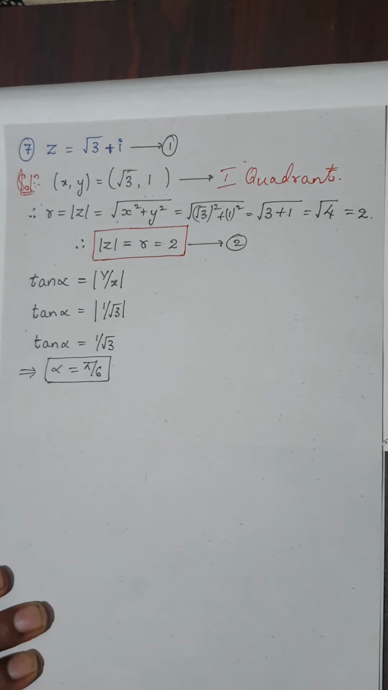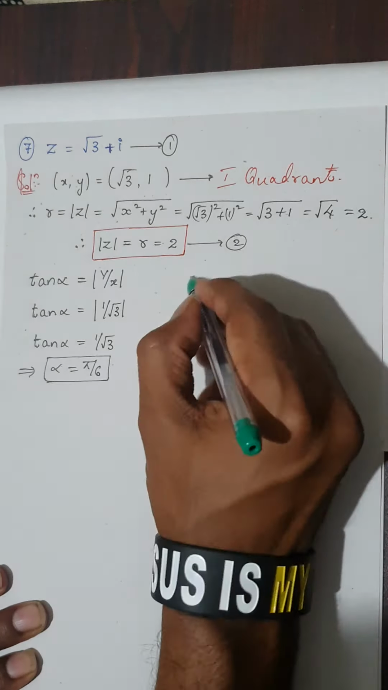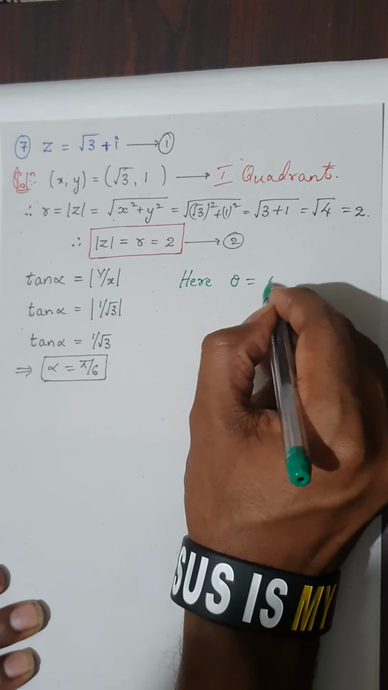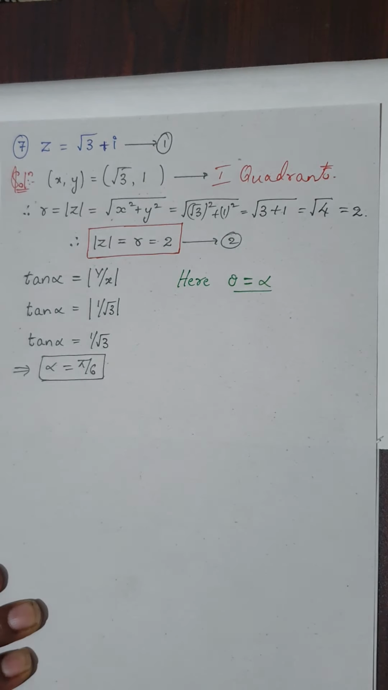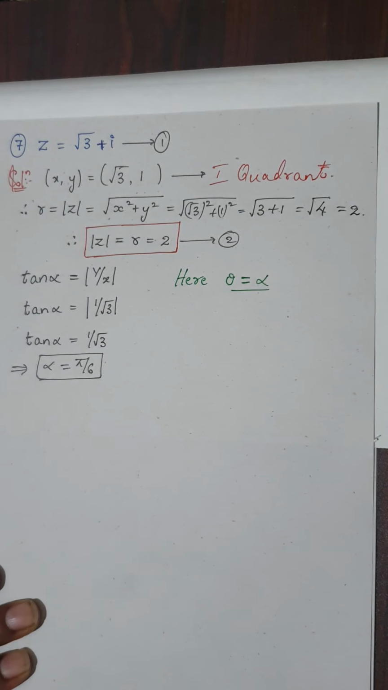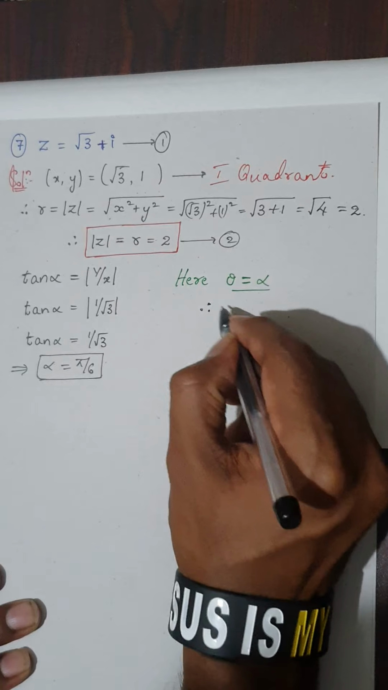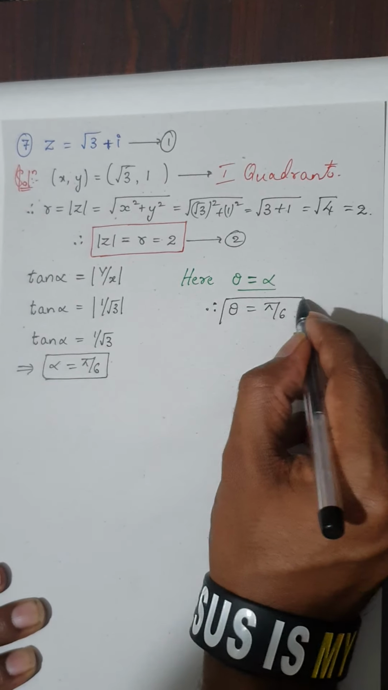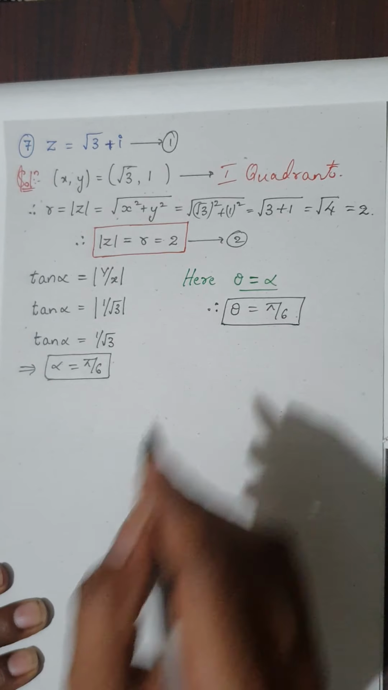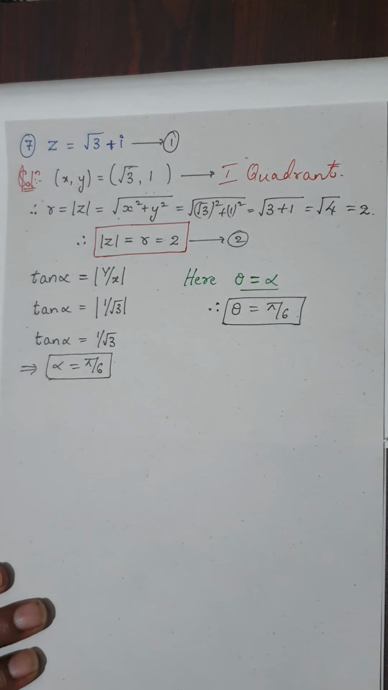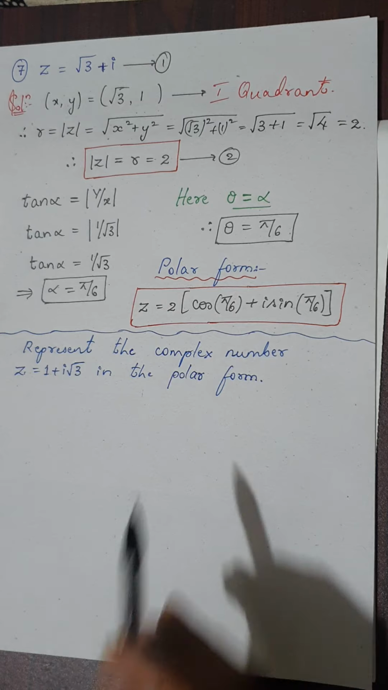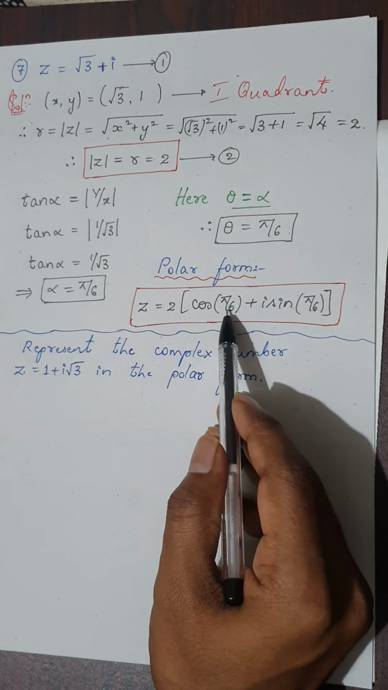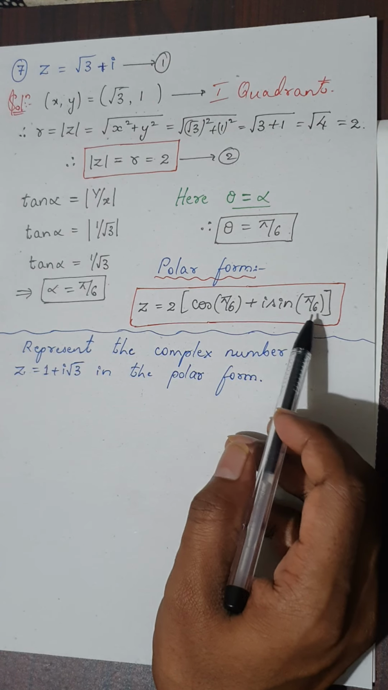Note down the quadrant is first quadrant. So because it is first quadrant, we know theta value and alpha value are both the same, isn't it? Therefore, I can write directly the value of theta is also pi divided by 6, and hence we can write the polar form for this question. So this would be the required polar form: Z is equal to 2 into cos pi by 6 plus i sin pi by 6.